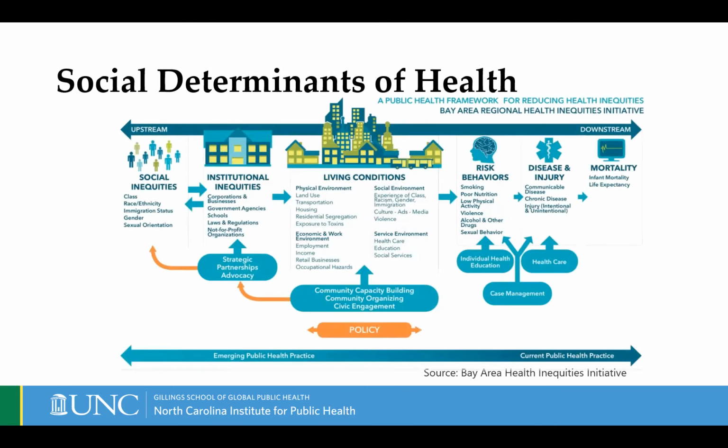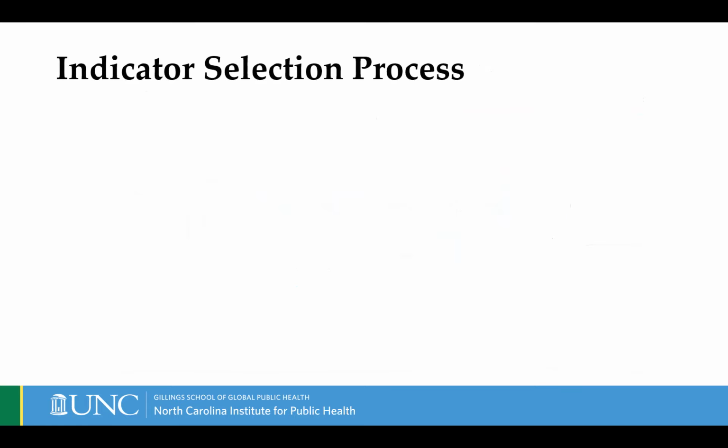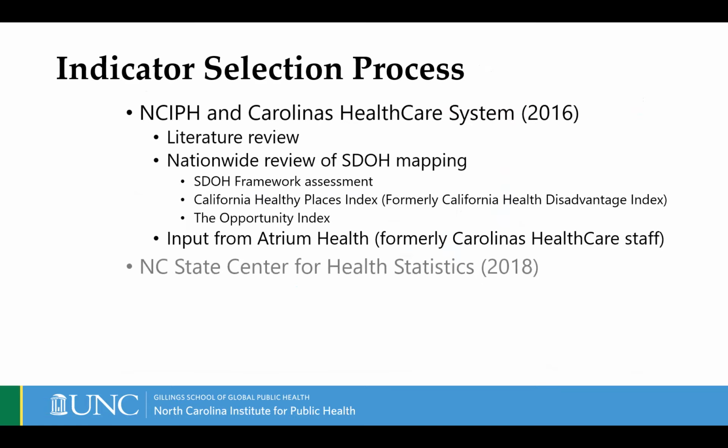Lastly, here is the Bay Area Health Inequities Initiative, which helpfully places each indicator into different environments according to whether they are upstream or downstream, and recognizes that moving this far upstream is emerging public health practice. We use all of these frameworks when we are choosing which SDOH indicators to map. So I want to talk now about the indicator selection process.